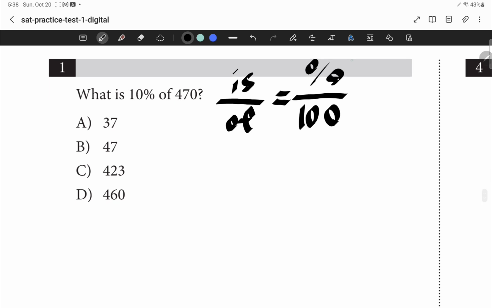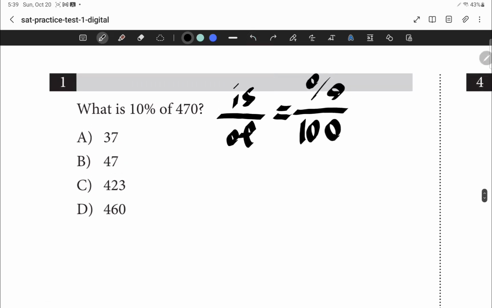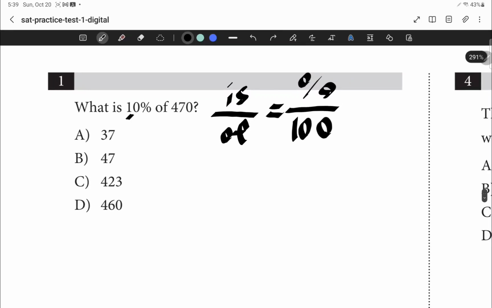Everything is going to be representing something. For example, over here we have the percent, and obviously it's going to be in a percent. This is going to be the part, and this is going to be the whole. We went over this in class, so it should be pretty straightforward. But let's start filling this out for those who do not know how to do this problem. First, we know that we have a percent, so I'm going to put that on top of the 100.